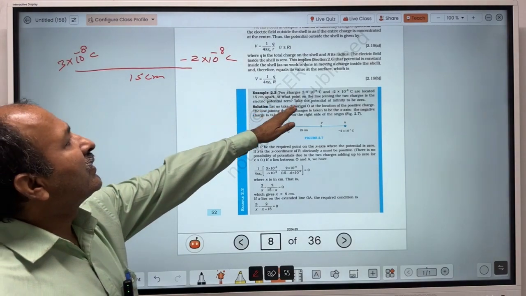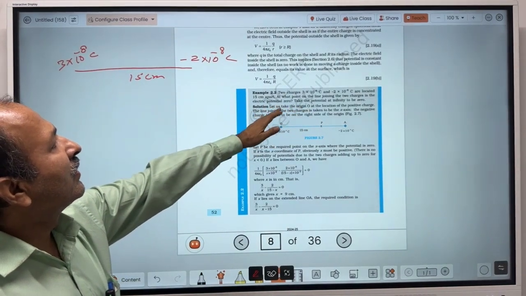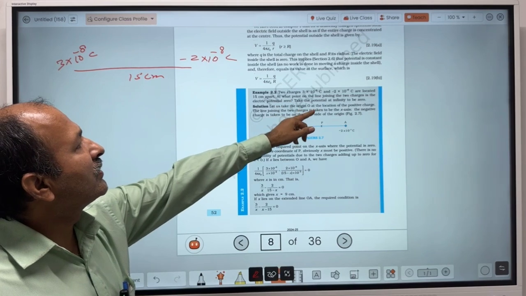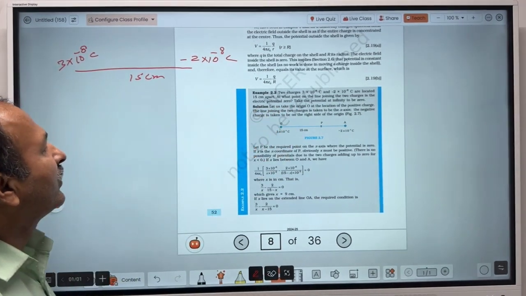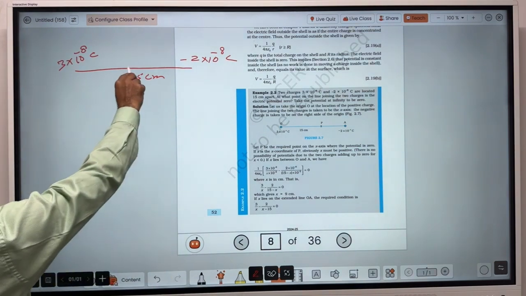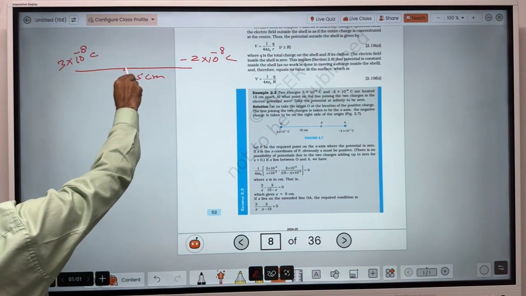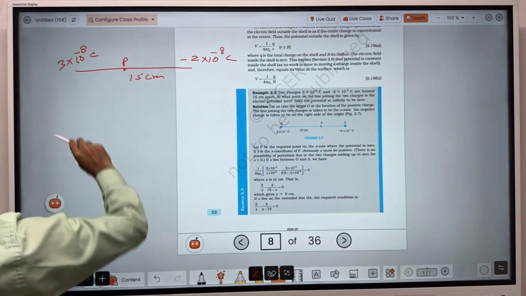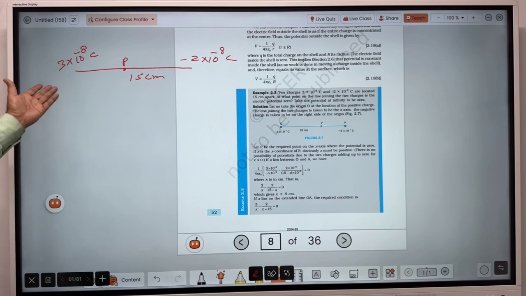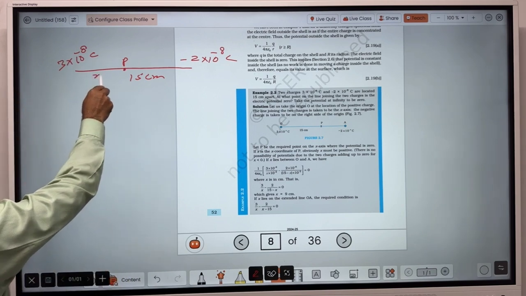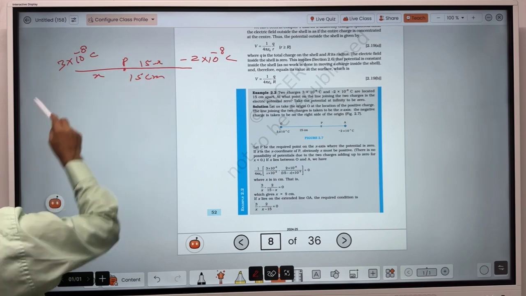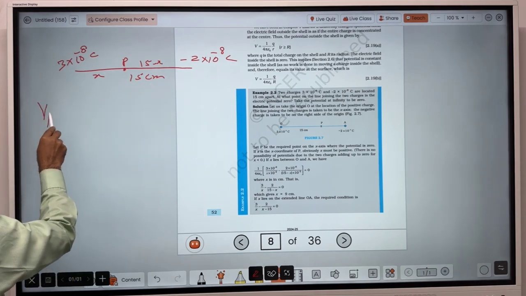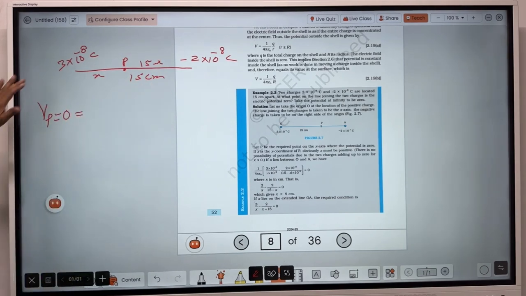Now, at what point on the line joining the two charges is the electric potential 0? Take the potential at infinity to be 0. So let's take any point here and assume that at this point potential is 0. Let's calculate it. Suppose we take this x centimeter, so this will be 15 minus x centimeter. Now Vp, which is 0, equals the potential due to this q upon 4 pi epsilon naught.